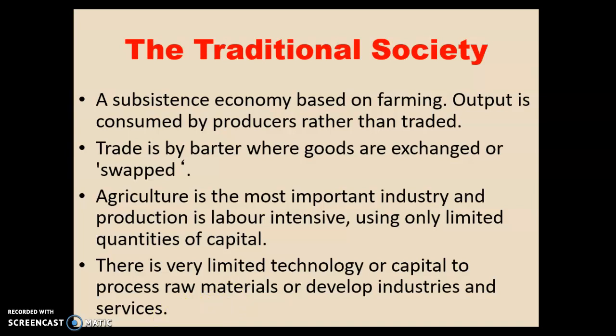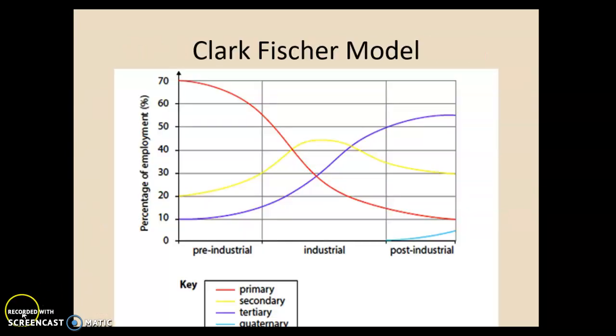Okay, you might have seen at GCSE a thing called the Clark-Fisher model. Let me see if I can find it, hold on. Here's the Clark-Fisher model, and basically what it shows is the 4 different sectors of industry. So red is primary, yellow secondary, this sort of purpley blue colour is tertiary or service industries, and then this nice aqua colour here is the quaternary industry, or the post-industrial knowledge-based economies. And on the y-axis, you can see the percentage of employment within that sector of the economy.